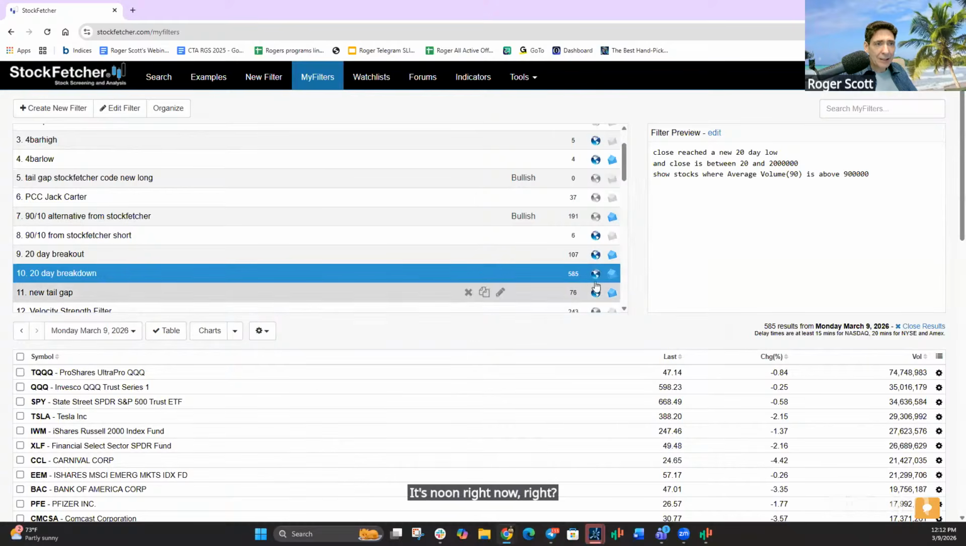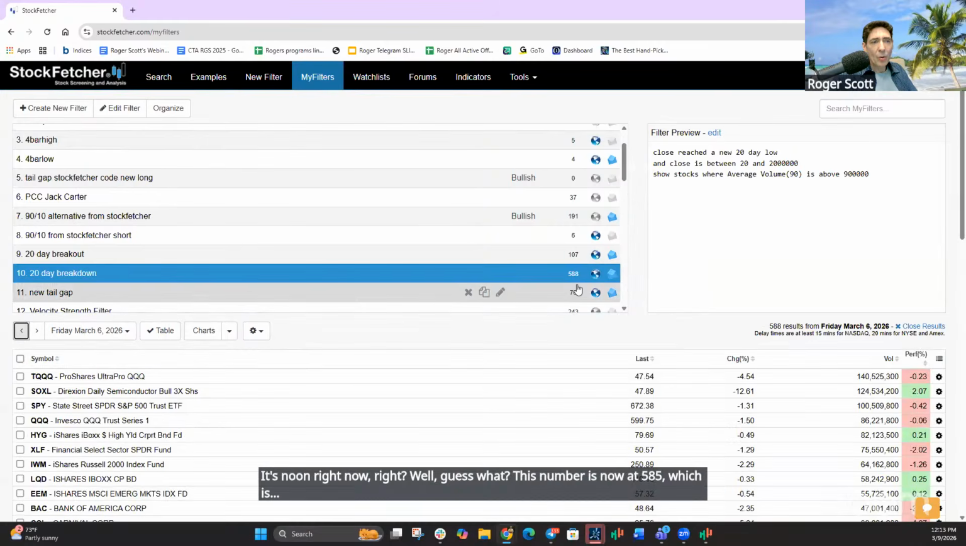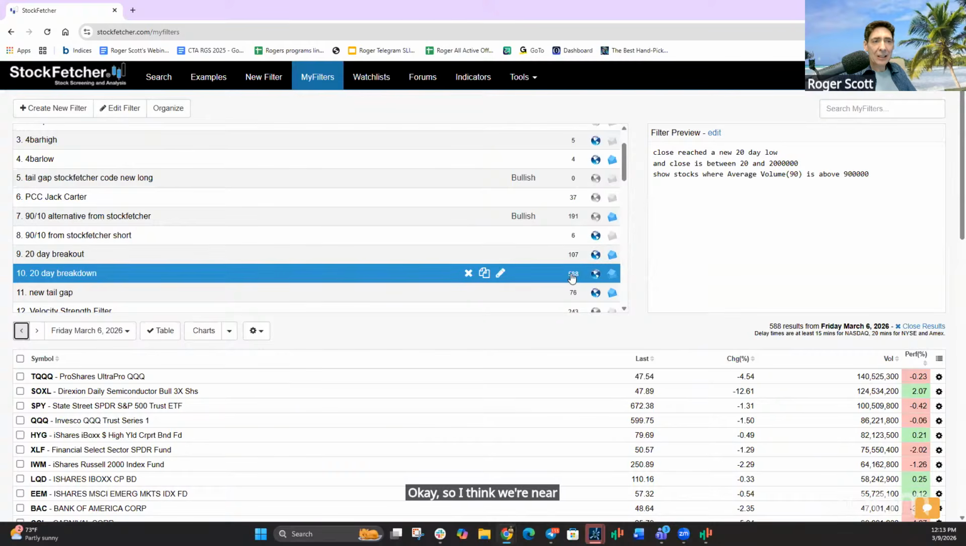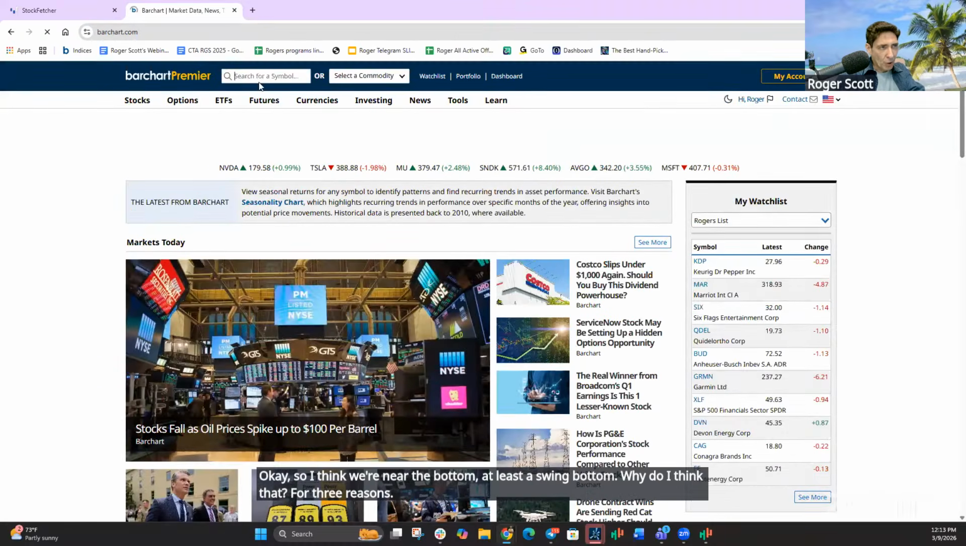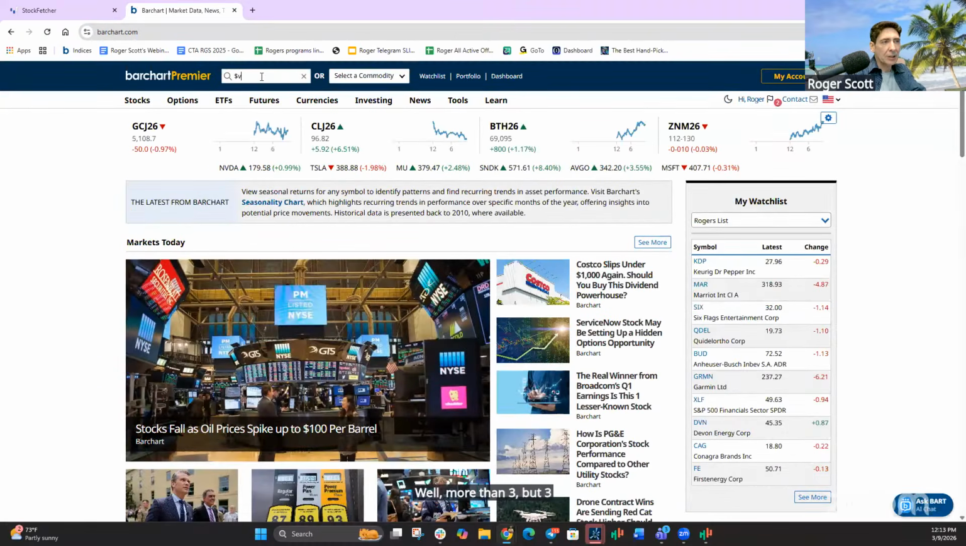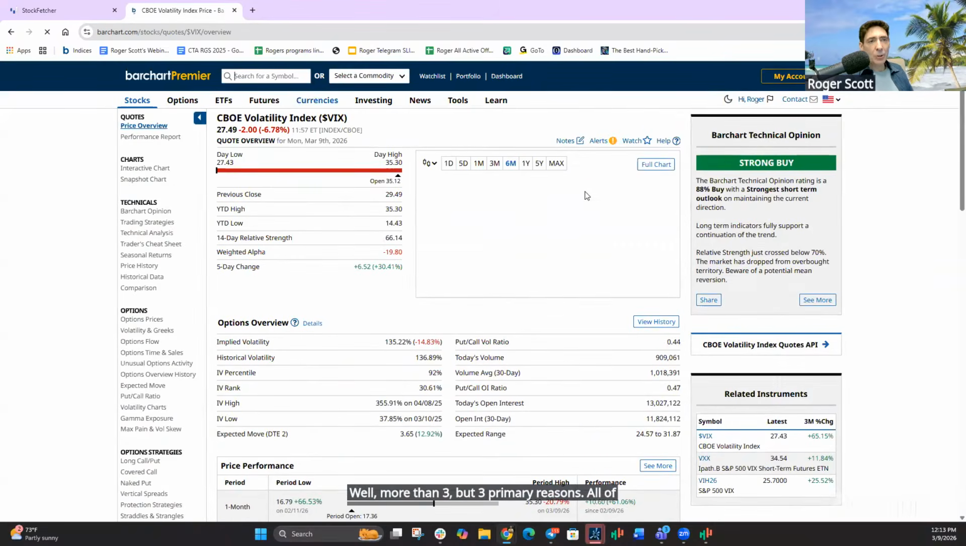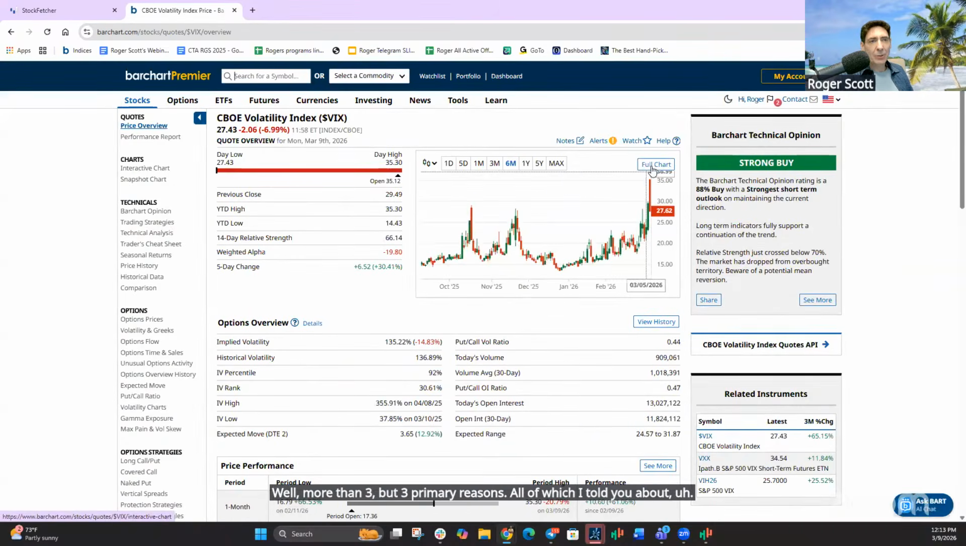Well, guess what? This number is now at 585, which is below where we came into the day at. So I think we're near the bottom, at least a swing bottom. Why do I think that? For three reasons. Well, more than three, but three primary reasons, all of which I told you about 3.5 hours ago.